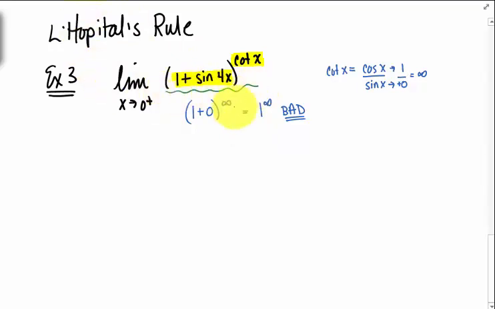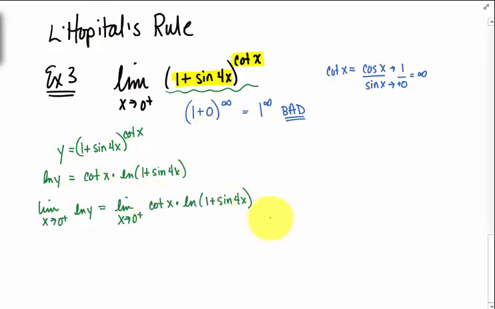We're going to take our function and say y is equal to our function. Then we're going to get the exponent down, and the way we do that is to take the log of both sides. Once we've done that, we can apply the limit to each side independently. Now we're going to look at this side and evaluate the limit again. We've already done this part: the cotangent of x, if we're evaluating the limit as x goes to 0 from the right, is going to be infinity.